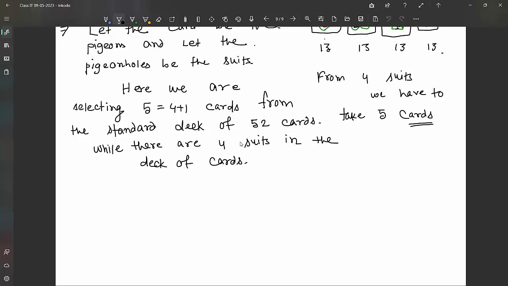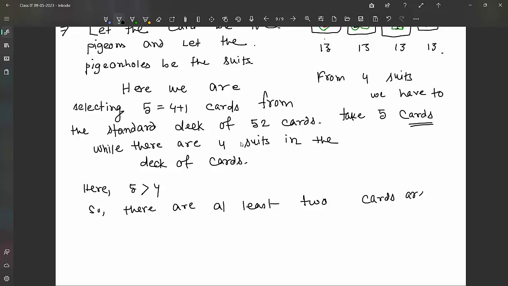We have to select from the 4 suits, and here this 5 is greater than 4, so at least 2 cards are of the same suit. Okay, we are using at least 2, not particularly. You can take all the cards from only one suit, but at least 2 cards are of the same suit.